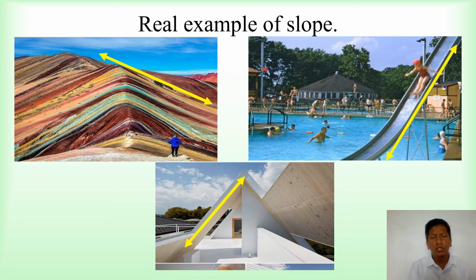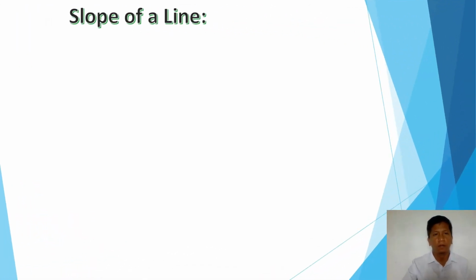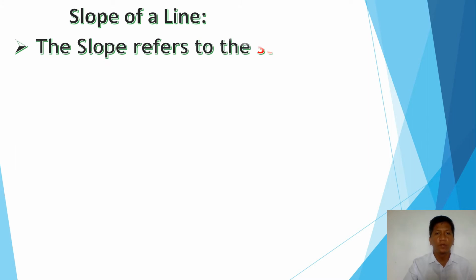Or, how slanted or steep a line is. Or, a line near to perpendicularity. Did you get it? Okay, the slope of a line. The slope refers to the steepness of the line.